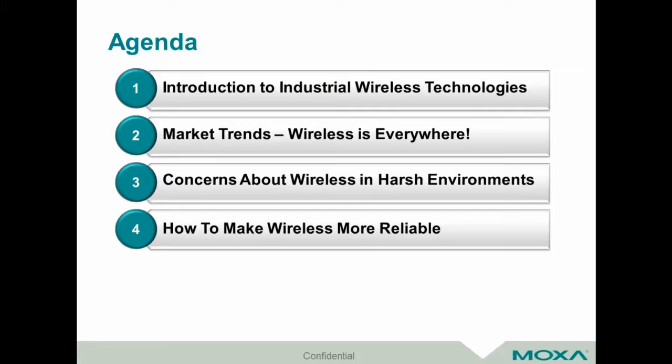We're going to cover a few different topics during our webinar today. First, a brief introduction to the various wireless technologies that you may see in industrial environments. Next, we're going to cover a few market trends. Then we're going to talk about some of the concerns that you may have about deploying wireless in harsh environments. And then finally, how to make your wireless more reliable in those harsh environments.